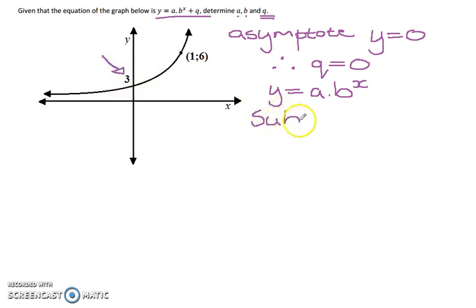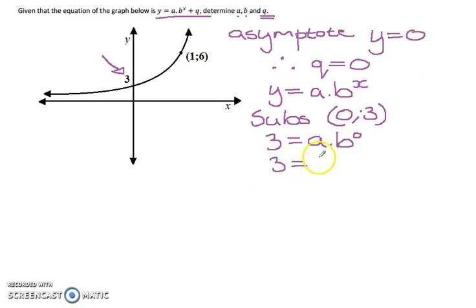So I write down subs, and I write down the coordinate (0, 3). 0 is in the x position, so when I substitute it in there, what does b automatically have the value of? Anything to the power of 0 is equal to 1, and that's why I chose it, because it just makes my life easier. So let's write it out, b to the power of 0. So that means it's going to be 3 equals a times 1, which means that a equals 3. Okay, we found q, and we found a.